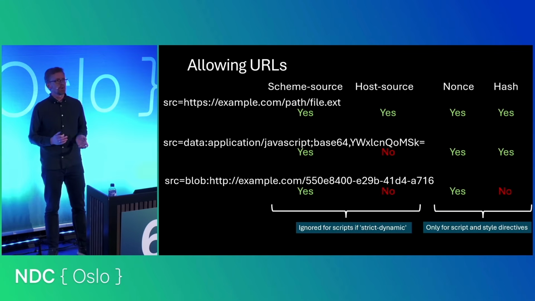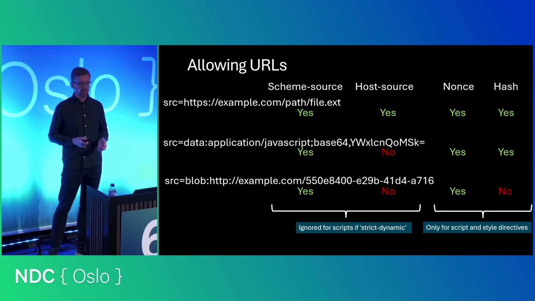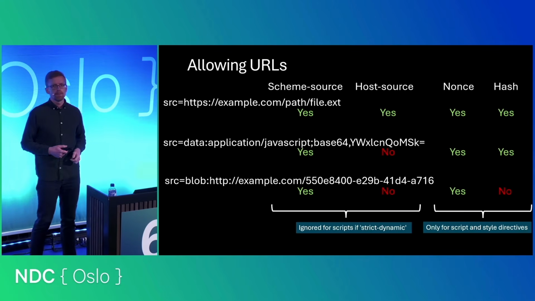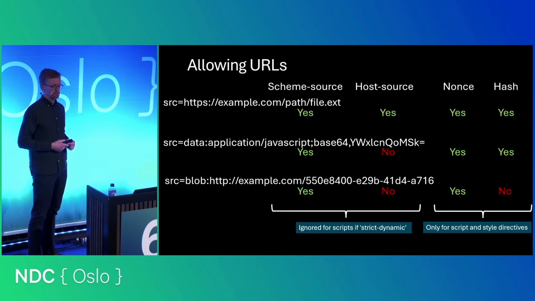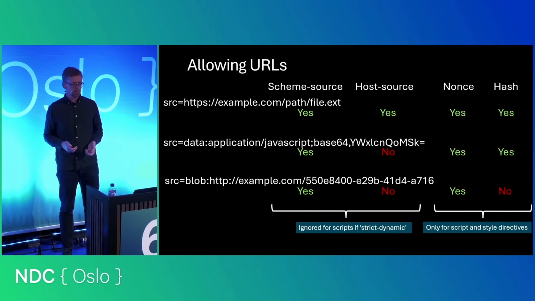If it's a data URL, it doesn't have a host, so that doesn't apply. You can't use that, but you can use the others. If it's a blob URL, that's not meant to be static, so a hash doesn't make sense. It doesn't have a host either, but you can use the others.